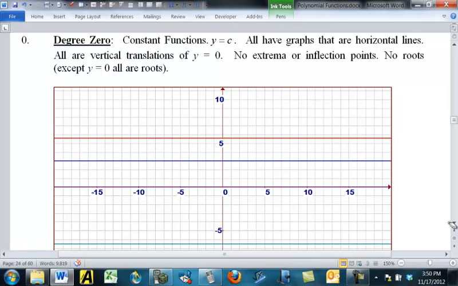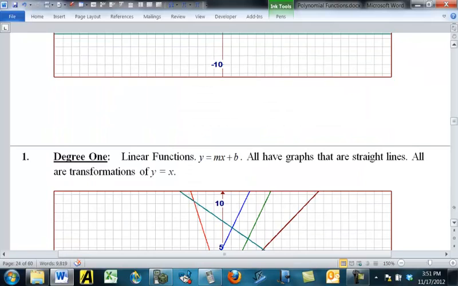And of course, these are really boring. They're all just horizontal lines. You see maybe 4 of them graphed here, and they're all just vertical translations of y equals 0. They have no extrema, no inflection points, no roots, unless it happens to be y equals 0, and then they're all roots. Okay, so that is a polynomial function.